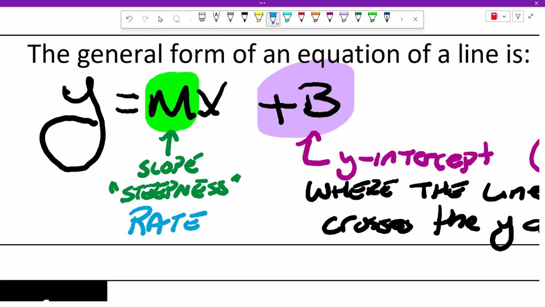Wait, what does it say for which one? Which color am I looking at? Y-intercept? Yeah, where the line crosses the y-axis.